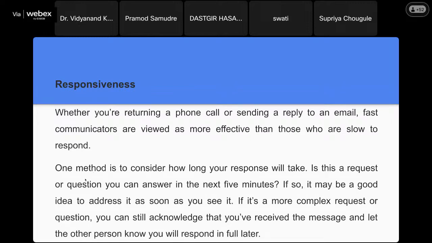One method is to consider how long your response will take. If you can answer a request or question in the next 5 minutes, it may be a good idea to address it as soon as you see it. If it is a more complex request or question, you can still acknowledge that you have received the message and let the other person know you will respond in full later. That shows concern and respect. So responsiveness is equally important.